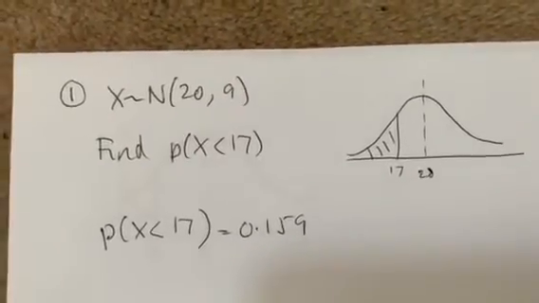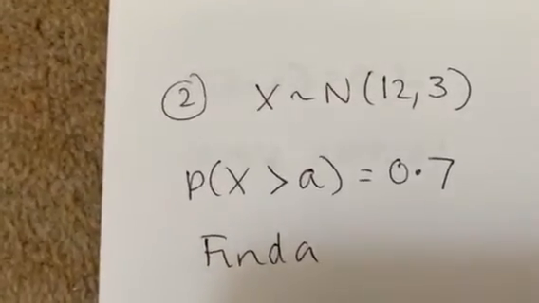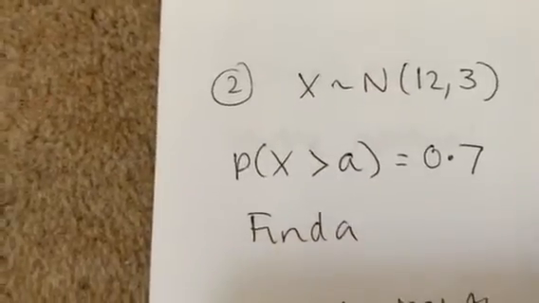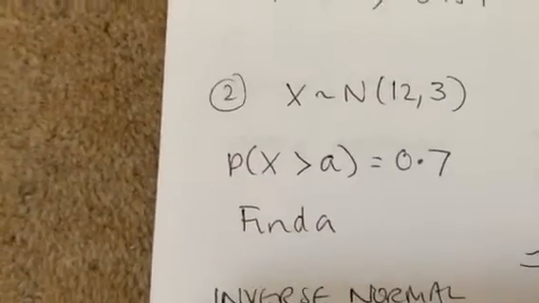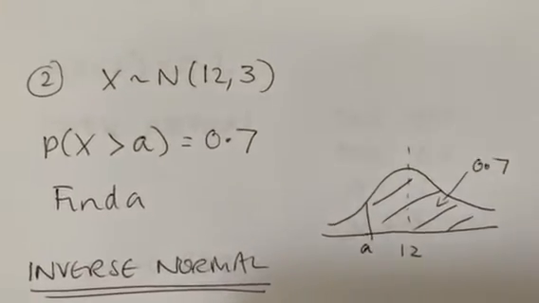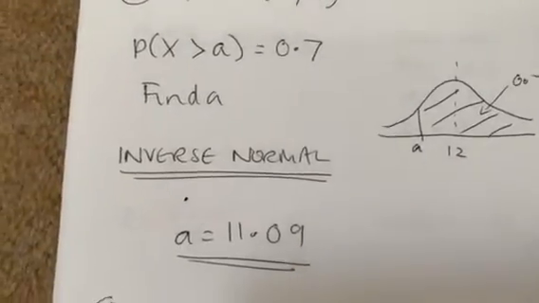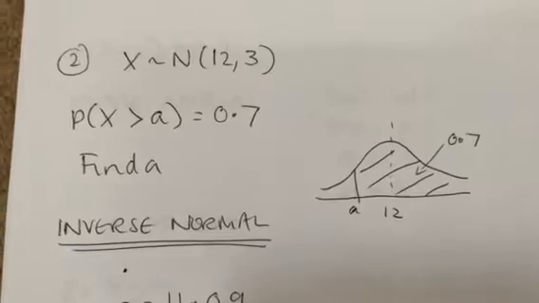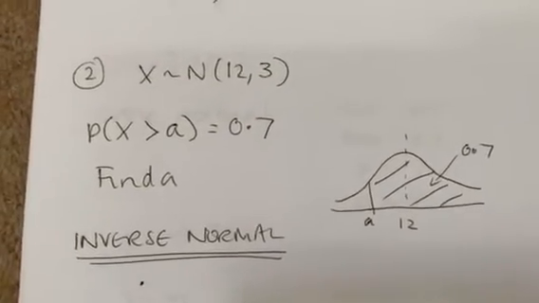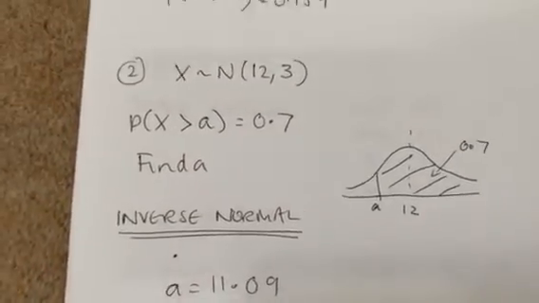And I've got 0.159. If I was given a normal distribution where the mean is 12 and the variance is 3, and I was told the probability of x being greater than a is 0.7, and I needed to find a, I would use the inverse normal. If I visualize that, again, symmetry about the mean, I know that a is going to be less than 12. So if I enter that into my calculator using my inverse normal, I want the right tail and the area to be 0.7. I'm getting 11.09, and that makes sense with my diagram.